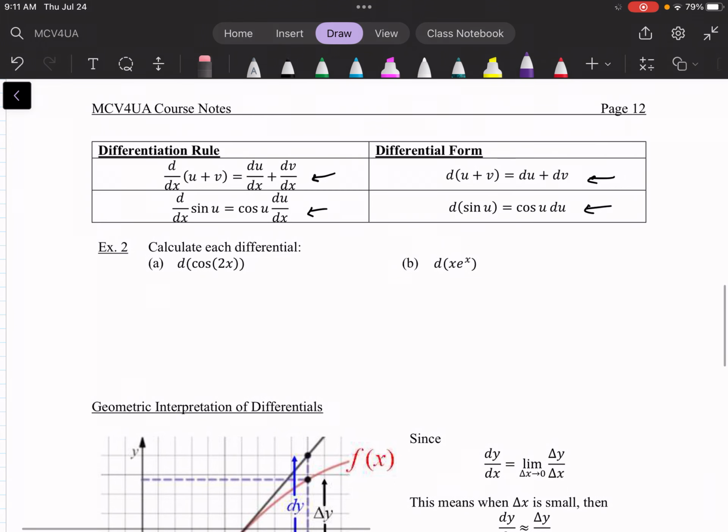So we're going to calculate the differential of cosine 2x. Well, the differential of cosine 2x is just negative sine 2x times 2. Again, don't forget, multiply by dx. Simplify it if you wish. Negative 2 sine 2x dx.